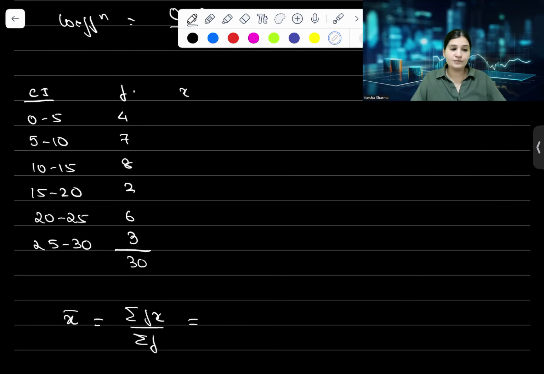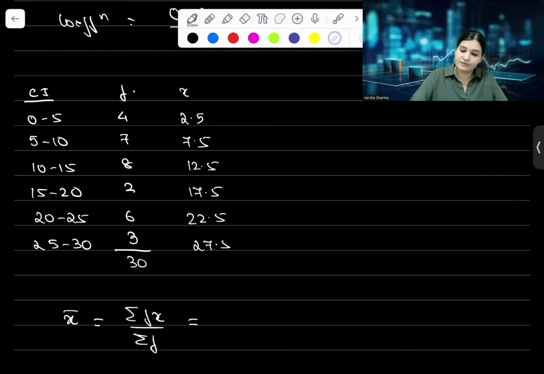This is 30. What is the mid value? 2.5, 7.5, 12.5, 17.5, 22.5, 27.5. Calculate. Answer. 13.83.